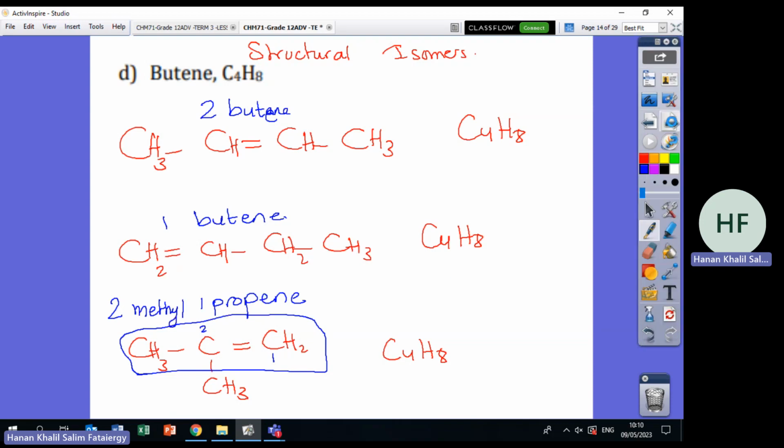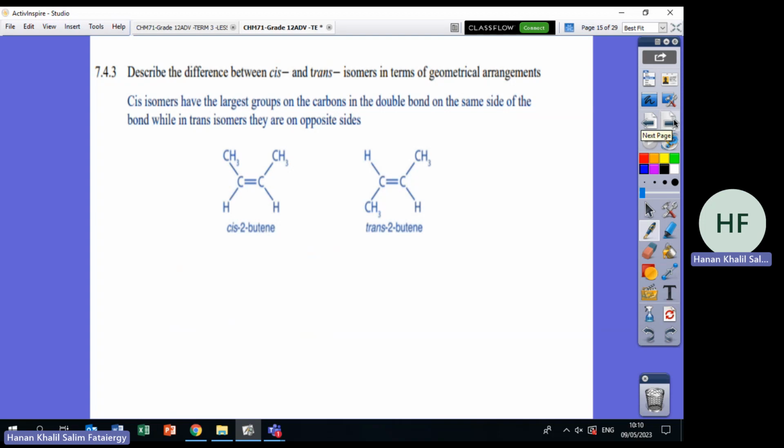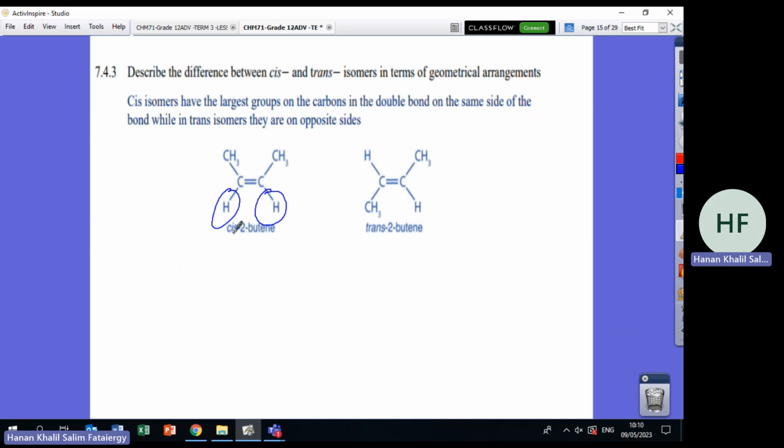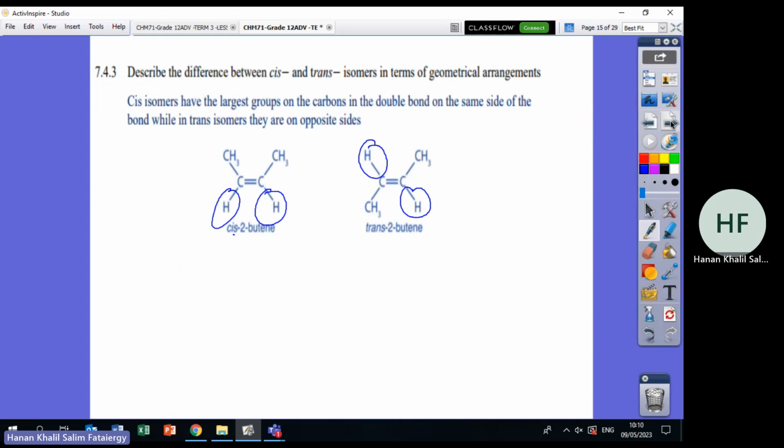Okay? Okay. Let's come to the second type of isomers, geometric isomers. Notice that here we have a double bond, H down. So this is cis. H up, H down, so this is trans. Don't get confused if they put the structures like this or linear, it's okay.